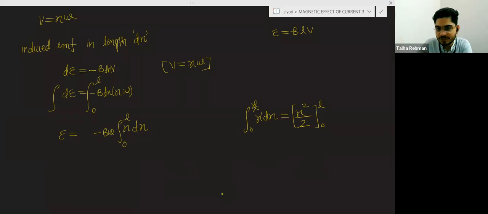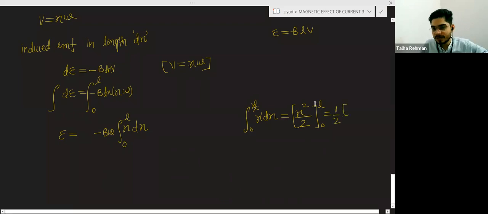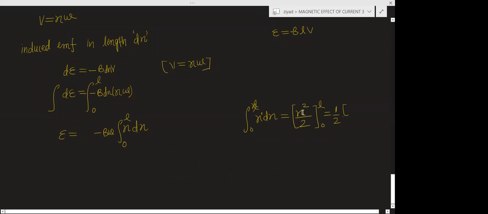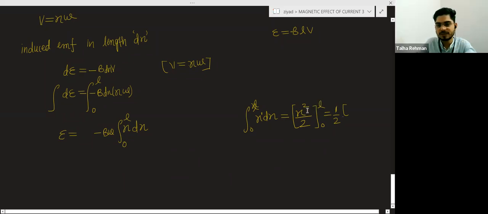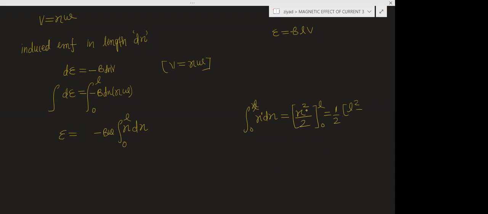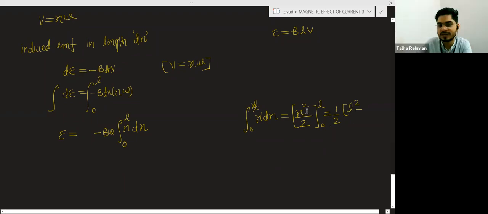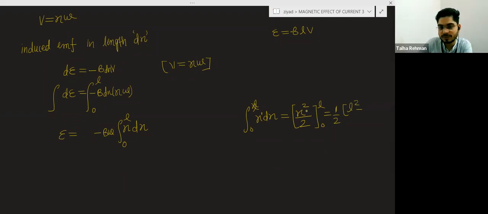So this half is the constant. Now first you will put the upper limit, and then the lower limit. For the upper limit, put L in x, this will become L square. And put 0 into x square, then minus 0 into x square, this will become 0 square. So you will have the integration half of L square only.